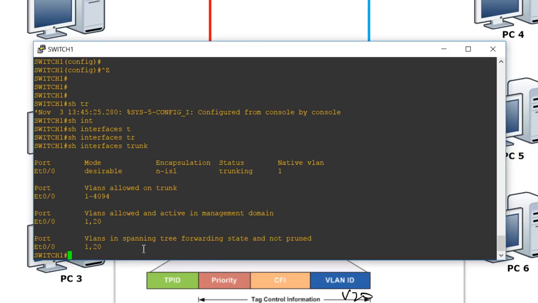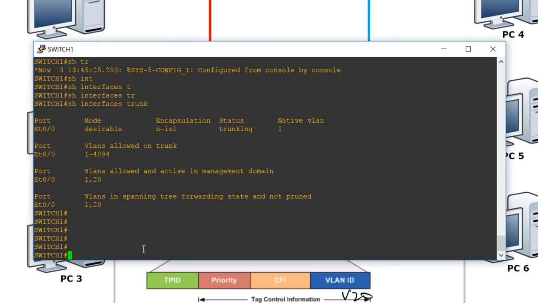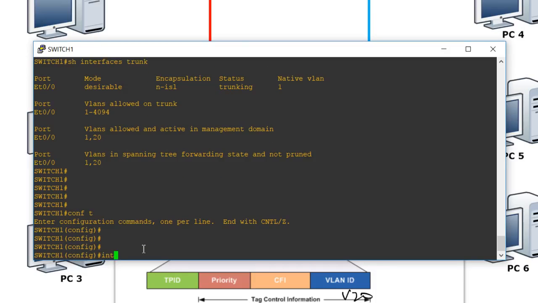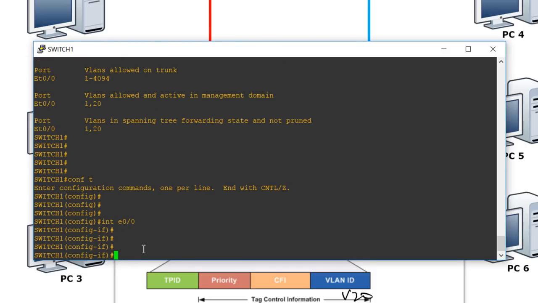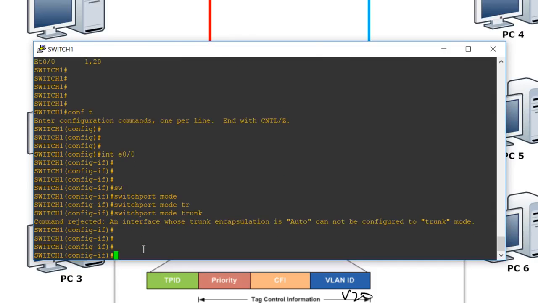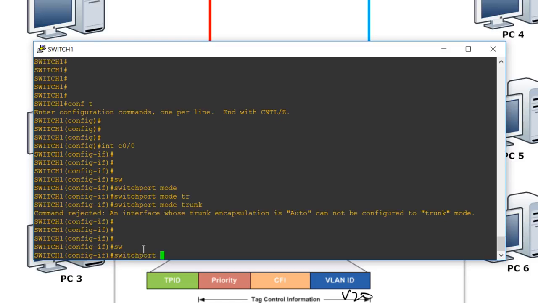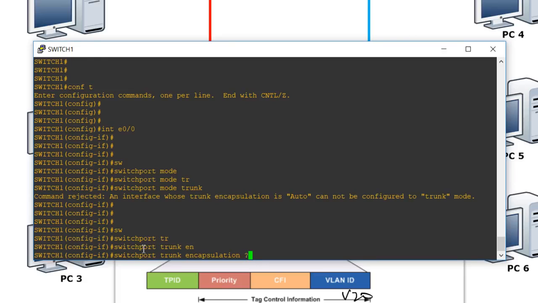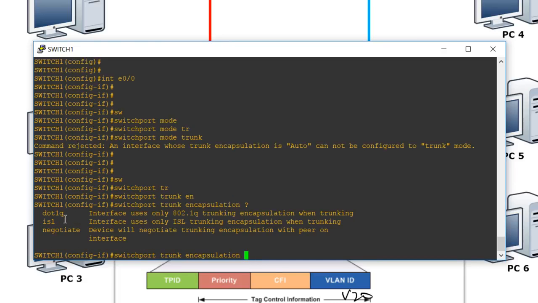About spanning tree, we will discuss in future videos. Now what you could do is go config terminal, interface E0/0. Now I can say switchport. If I want to hard code this port to be trunk, I can say switchport mode trunk. Right now this is going to be a trunk. Now again, it says an interface whose trunk encapsulation is auto cannot be configured to be trunk. So let's say switchport trunk encapsulation, and you have negotiate, ISL and .1Q.